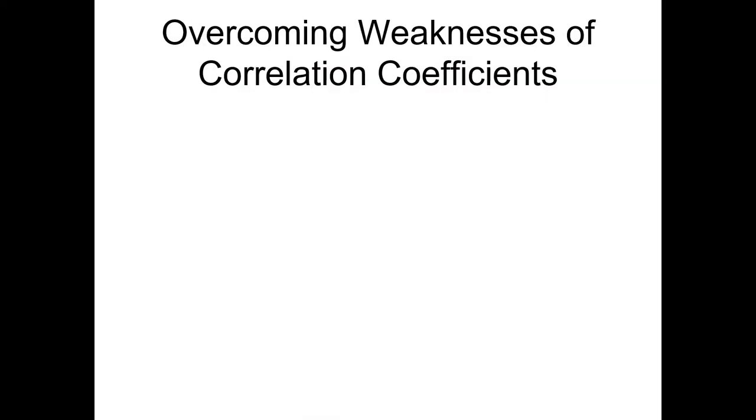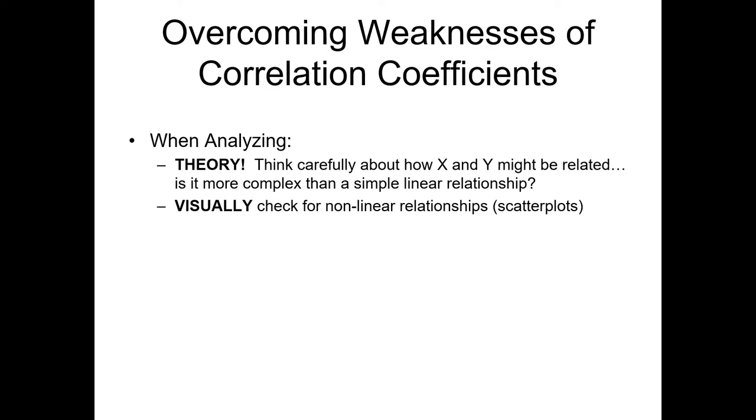So how do we overcome the weaknesses related to reporting correlation coefficients? Well, when we're analyzing it, first think about your theory. Think carefully about how the X and Y variable might really be related. Is it more complex than a simple linear relationship? If so, a correlation coefficient may not be appropriate. Second, check it visually. In all of the previous examples, the way that I showed you that a linear relationship wasn't doing a good job of depicting the relationship between an X and Y variable was by way of a scatter plot. Visualizing your data with scatter plots can be an excellent way to quickly check for non-linearity.